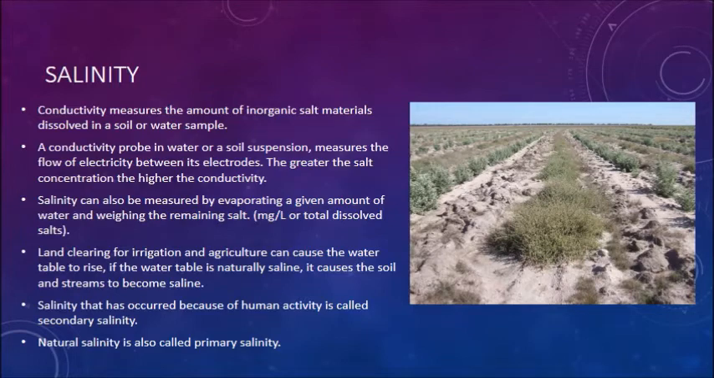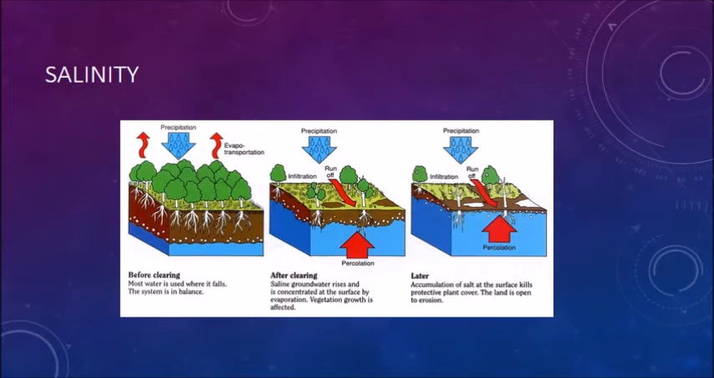So let's have a look at this in a bit more detail using some images. On the image on the left, you see a natural, happy ecosystem where we get precipitation or rain that falls down, and the roots of the vegetation trap most of this water before it flows down into the water table. They absorb it, the plants use the water, and then the plants transpire this through their leaves and it goes back up into the atmosphere. Okay, so that is how it happens before clearing.